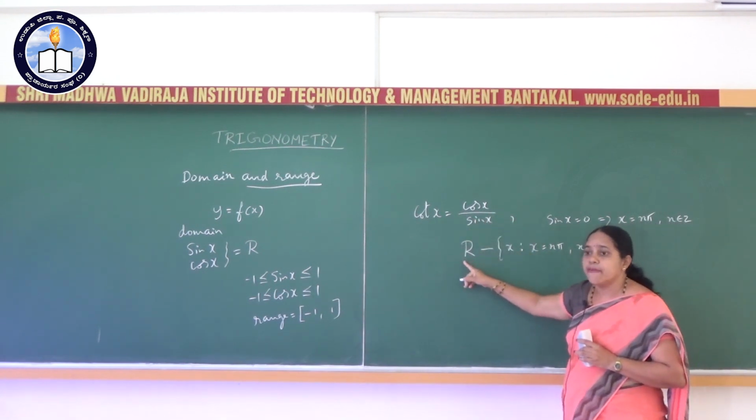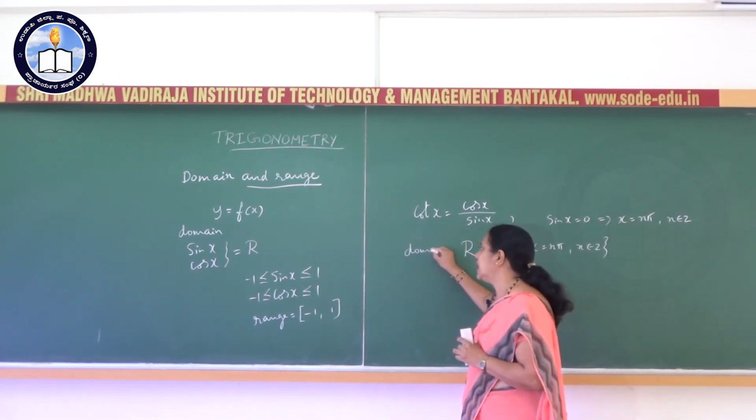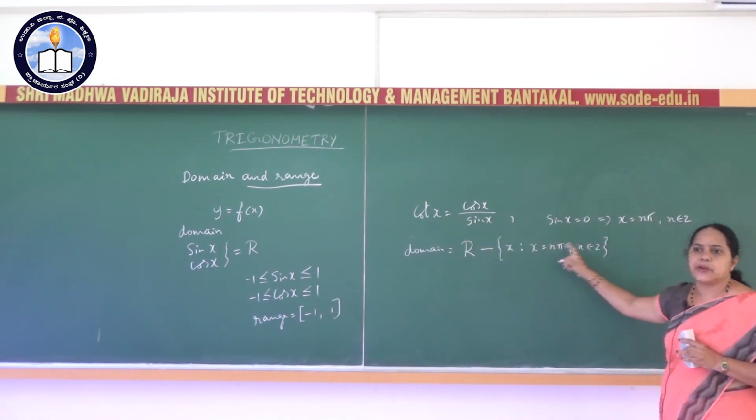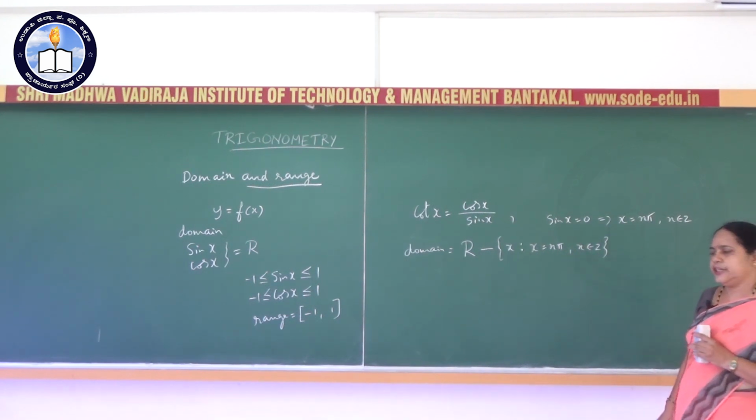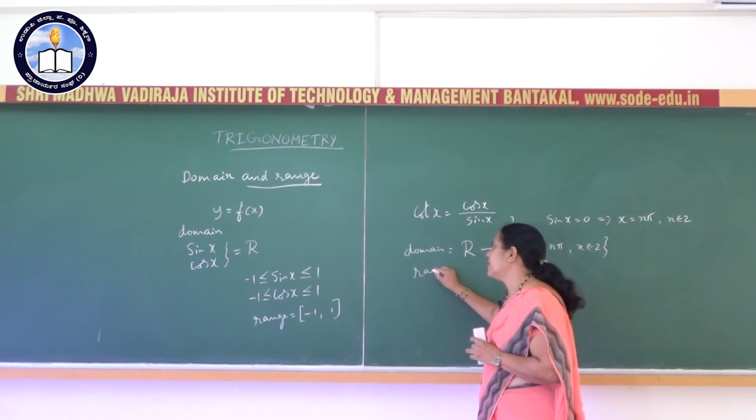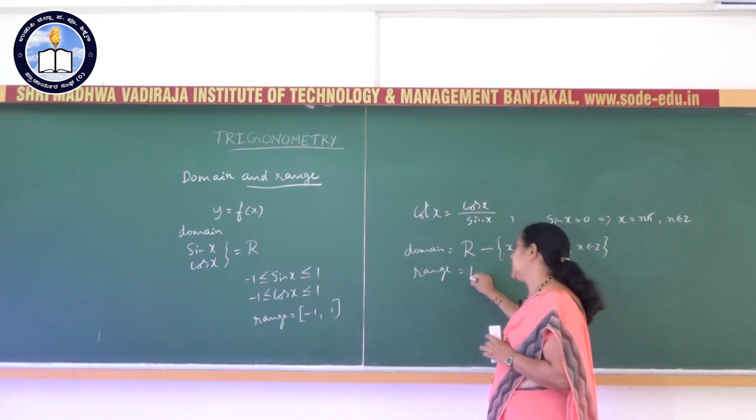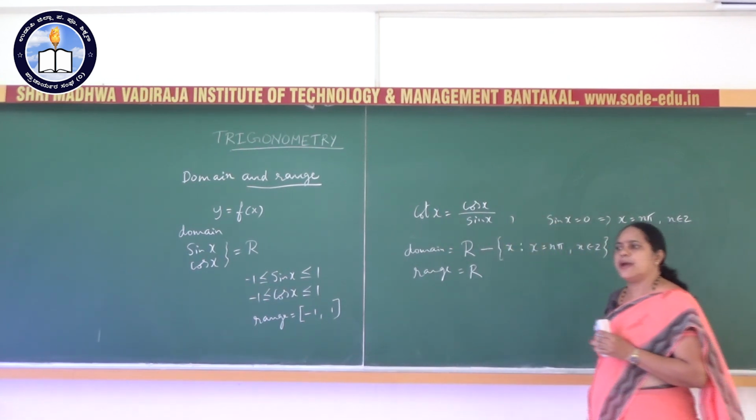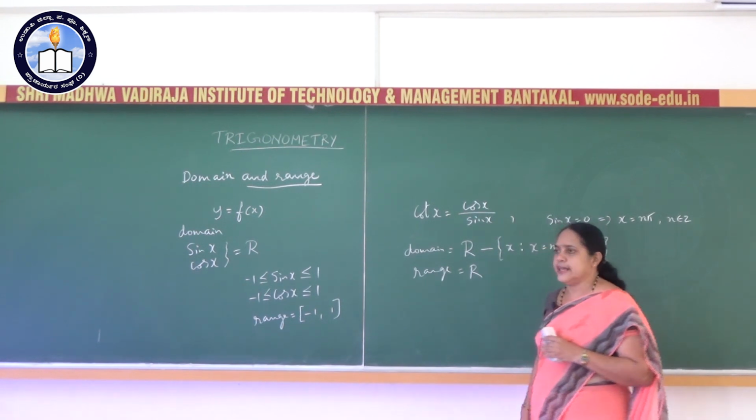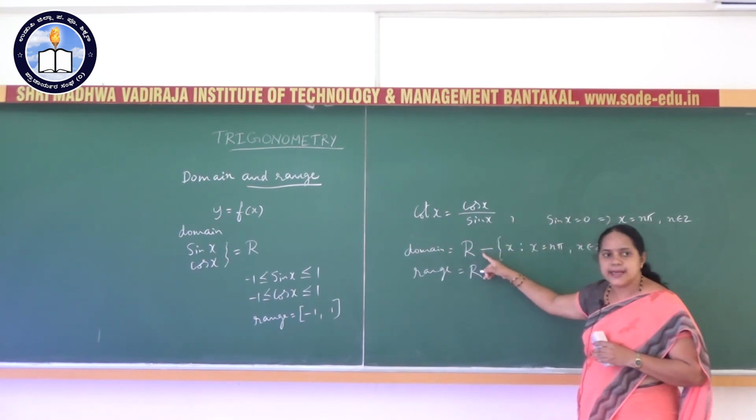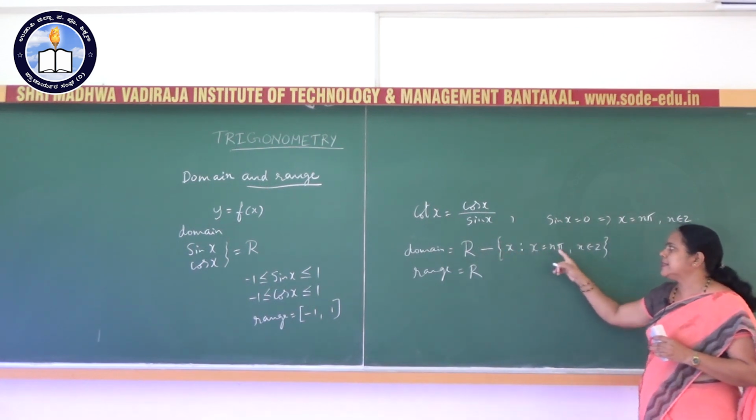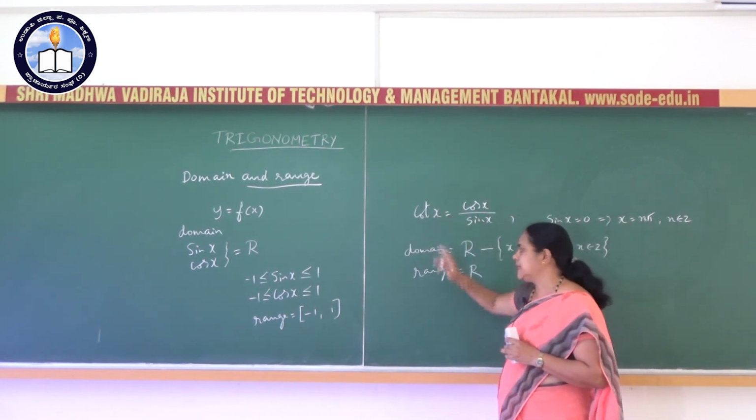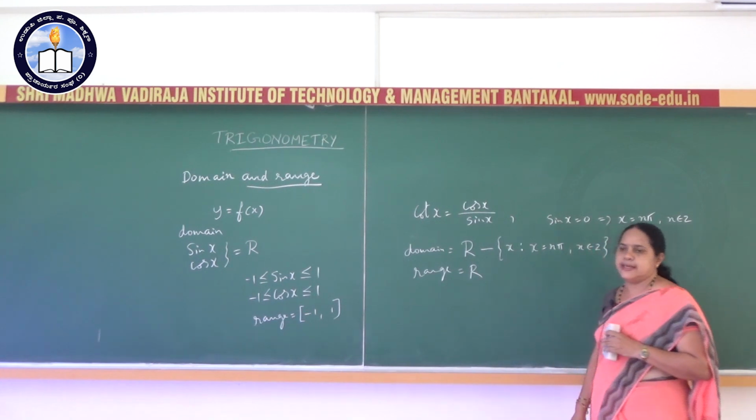So what is the domain of cot x? The domain of cot x is R minus the set of all x such that x is equal to n pi, where n is an integer. And the range of cot x is equal to R, because the highest value of cot x is plus infinity and the least value of cot x is minus infinity. So the range of cot x is R, the set of real numbers.